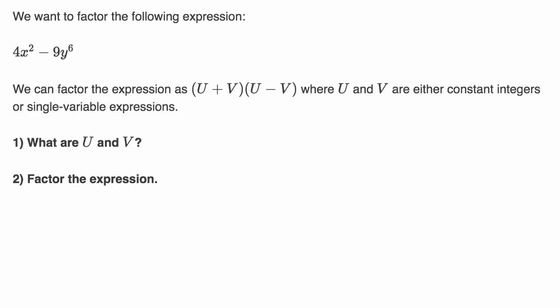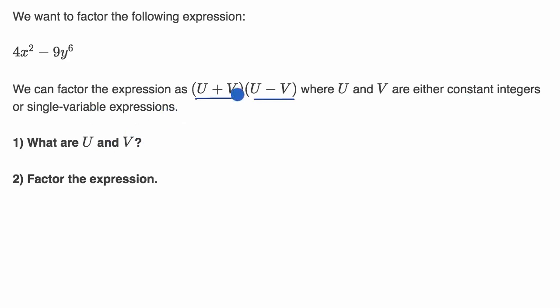So here, once again, we are told that we want to factor the following expression. And they're saying that we can factor the expression as u plus v times u minus v, where u and v are either constant integers or single variable expressions. So pause this video and try to figure out what u and v are and then actually factor the expression.